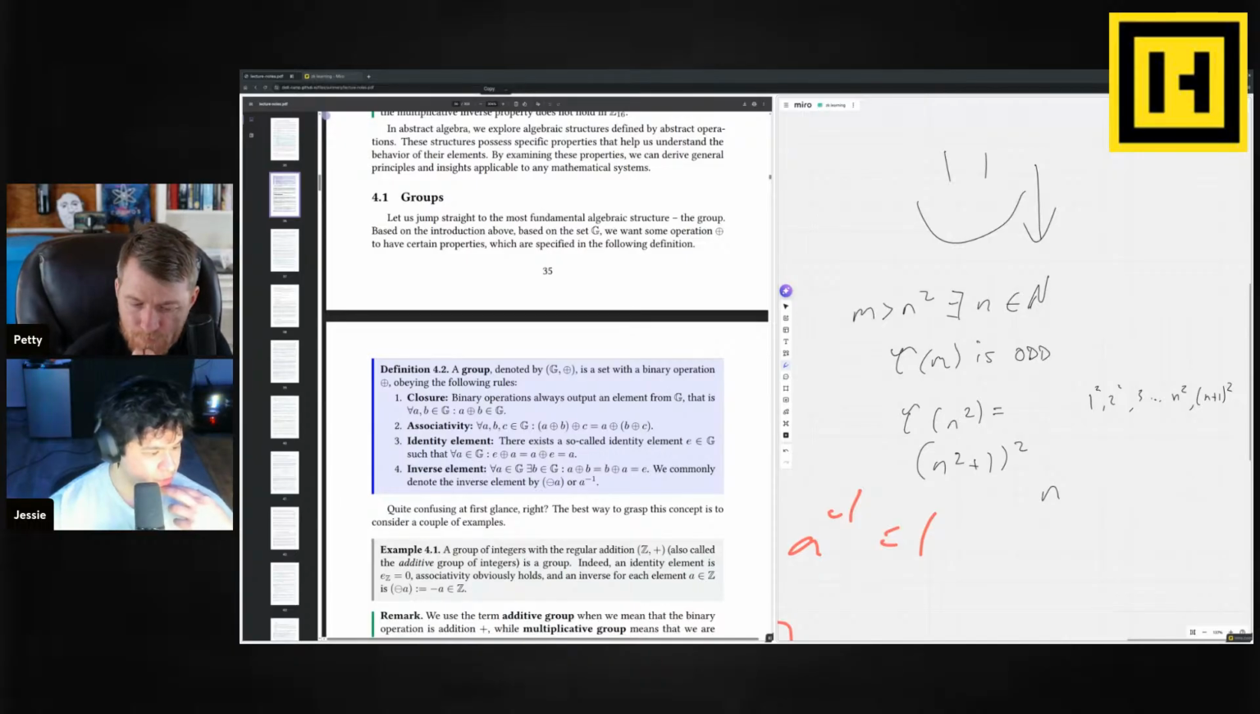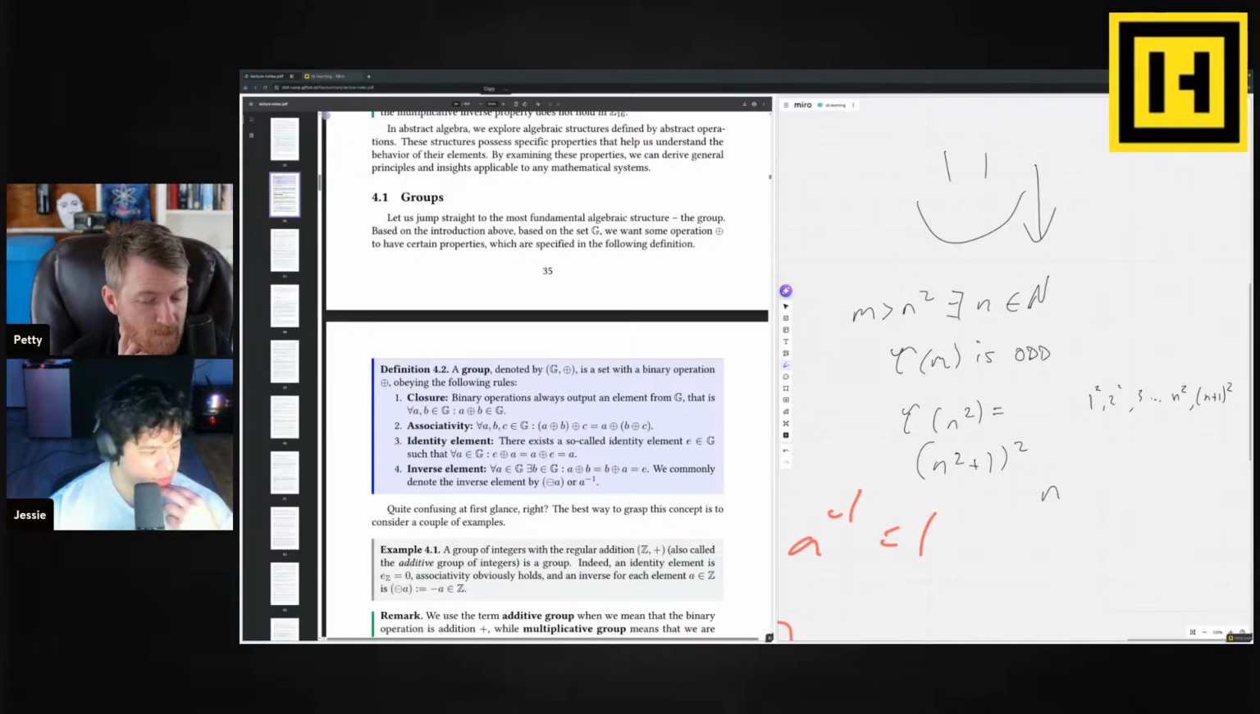Definition 4.2: a group, denoted by G comma addition. How do I read that symbol? Addition. Like G comma the symbol, A plus B. The first line of Definition 4.2: a group denoted by G, comma, and then the symbol, addition under G, is a set with a binary operation, addition, obeying the following rules.